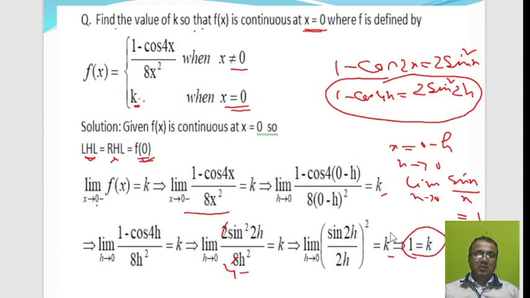So by using only these two, the left hand limit and f of 0, you are able to find the value of k. So the value of k will be 1. This kind of problem used to come in your exams. Sometimes the point is given and you have to check whether it is continuous or not. Sometimes it is given that the function is continuous at some particular point and you have to find the value of k. Such kind of problems are very important.